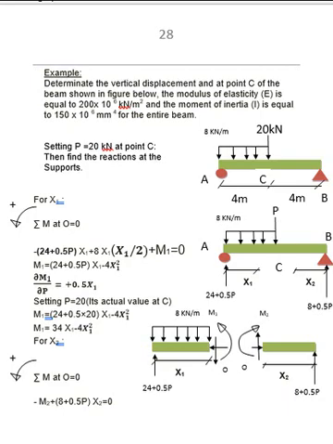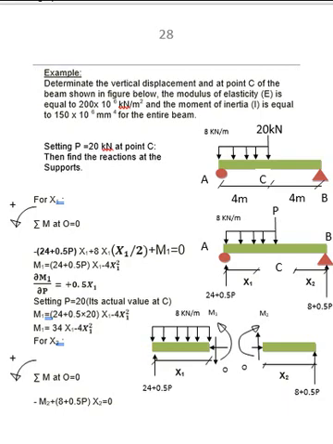The modulus of elasticity E is equal to 200 times 10 to the power 6, and the moment of inertia is equal to 150 times 10 to the power 6 for the entire beam. At point C, we have a load of 20 kilonewton. So we will set P equal to 20 kilonewton.